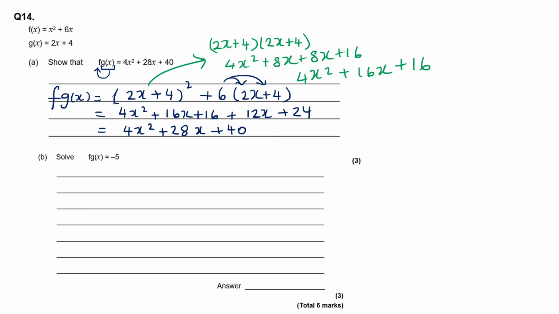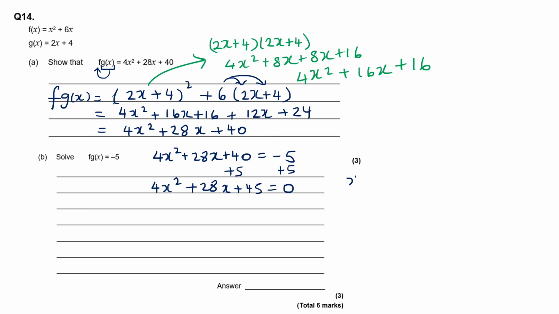The next question is asking us to solve f(g(x)) equal to -5. We found it to be 4x squared plus 28x plus 40, so 4x squared plus 28x plus 40 is equal to -5. This looks like a quadratic to me, and I can add 5 to both sides to make it equal to 0. Then I can use either factorizing, the quadratic formula, or completing the square. It's totally up to you. So 4x squared plus 28x plus 45 is equal to 0.